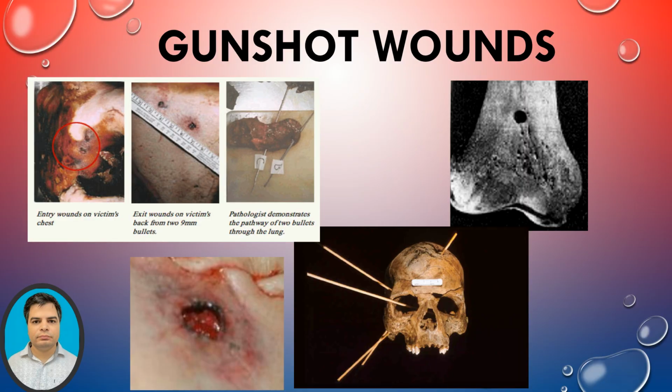Gunshot wounds are documented through images and evidence, such as entry and exit wounds on a victim, and the demonstration of the bullet's path, including through bone.